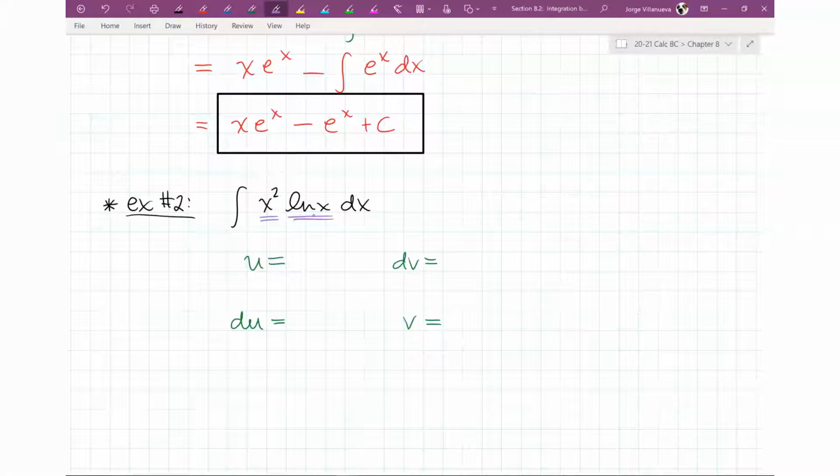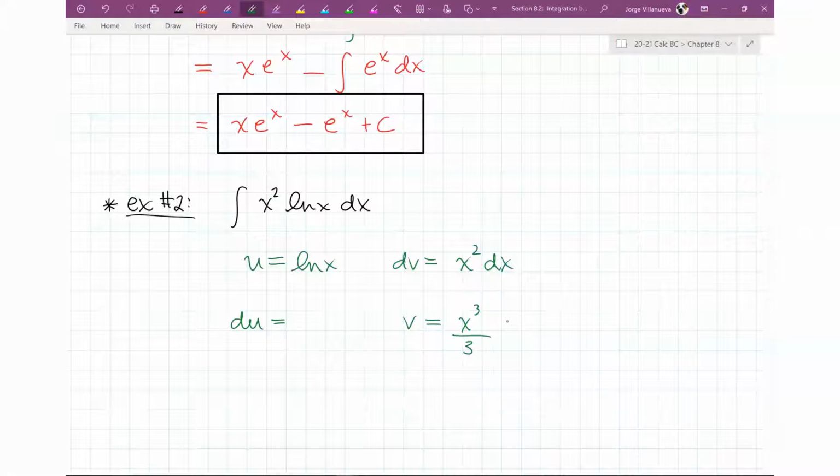Yeah, ln of x, right? So ln of x, I do not know how to integrate. So it would be crazy for me to write this over here because I don't know how to do that. Okay? So let me put it over here. And on the other side, I'll put the x squared dx. Now I know how to integrate x squared. That's x cubed over 3. And I know I'm supposed to put a plus c, but like I told you, just leave it out.